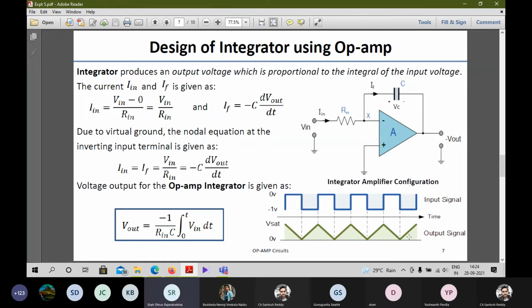In the input, it is shown that the voltage is 0 volt. So at 0 volt, the value of Vout should not change during that interval, sir.